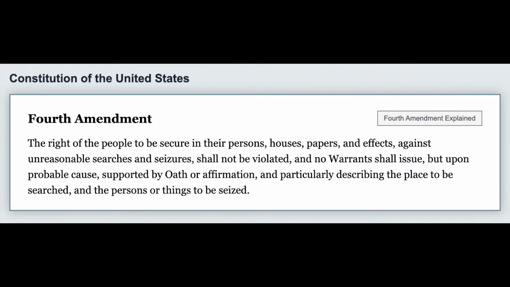What led the Founding Fathers to write this as it reads in the U.S. Constitution? So we should start just with reading the document itself. The Fourth Amendment to the U.S. Constitution reads, "The right of the people to be secure in their persons, houses, papers, and effects against unreasonable searches and seizures shall not be violated, and no warrants shall issue, but upon probable cause, supported by oath or affirmation, and particularly describing the place to be searched and the persons or things to be seized."